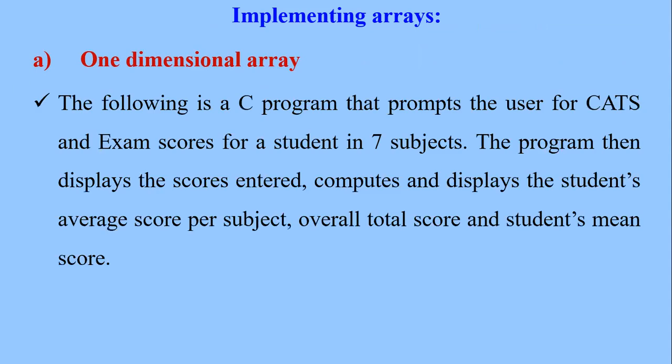How do we then implement arrays? How do we implement a one-dimensional array? The following is a C program that prompts the user for CATs and exam scores for a student in 7 subjects. The program then displays the scores entered, computes and displays the student's average score per subject, overall total score, and the student's mean score.